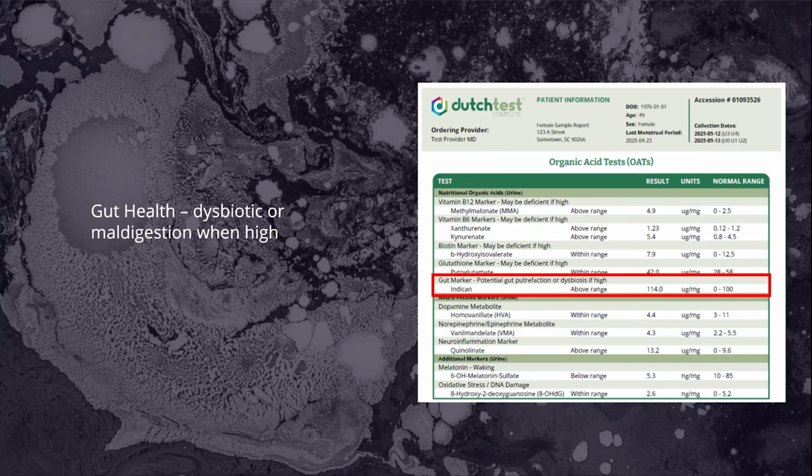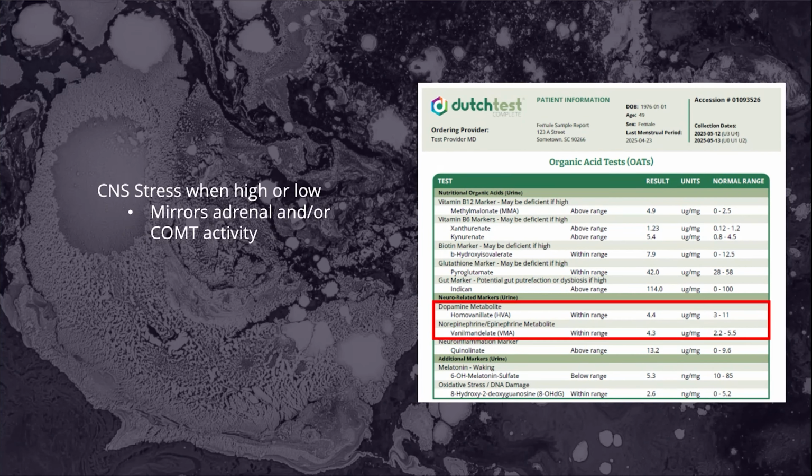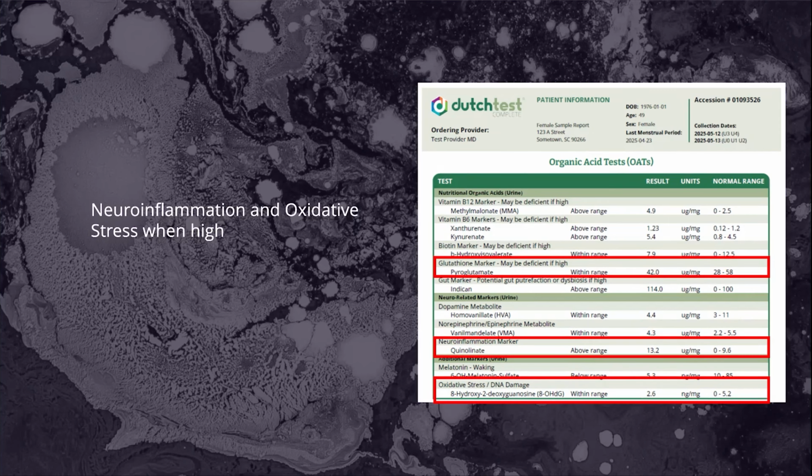High indican is our marker suggestive of dysbiosis or maldigestion. HVA and VMA are kind of interesting markers that can inform about sympathetic nervous system activation and neurotransmitter clearance. Both of these metabolites sit on the other side of a COMT methylation step, and they tend to mirror adrenal output as well. So these are important to look at in the context of adrenal function and COMT methylation activity.